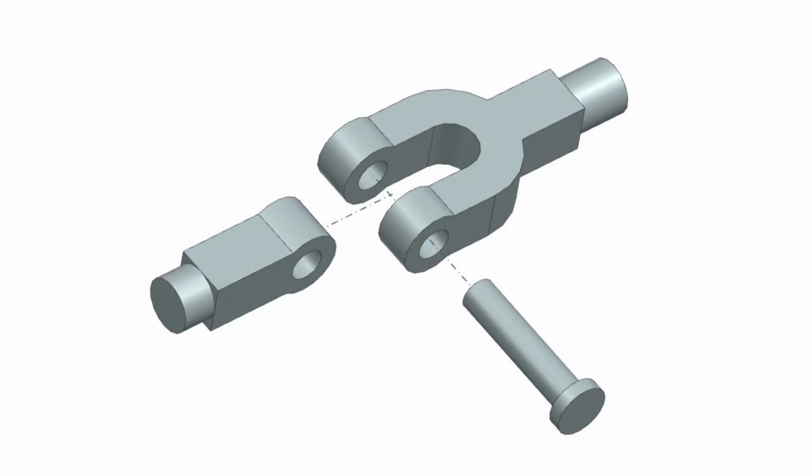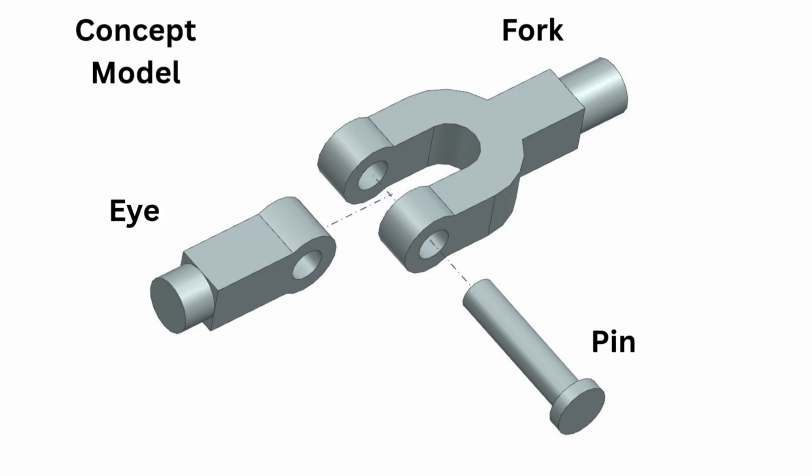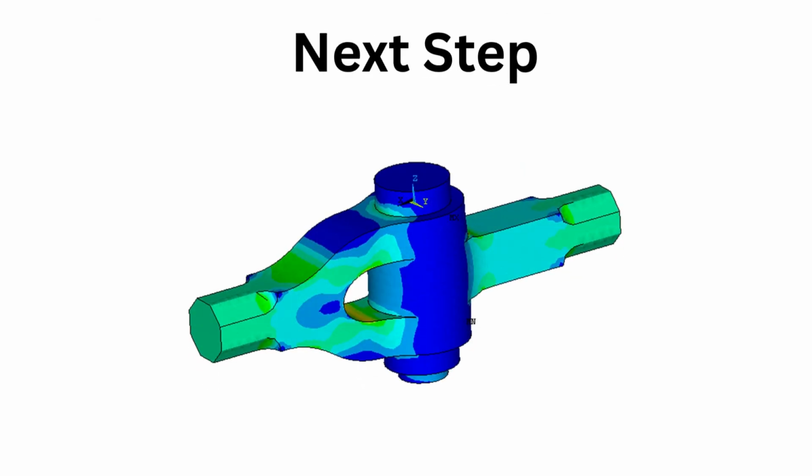The exploded view helps us clearly visualize how each component, the fork, eye, and pin, come together to form a compact and robust linkage. At this stage, the design serves as a concept model, focusing on geometry and proportions. The next step will be to validate its performance under load.